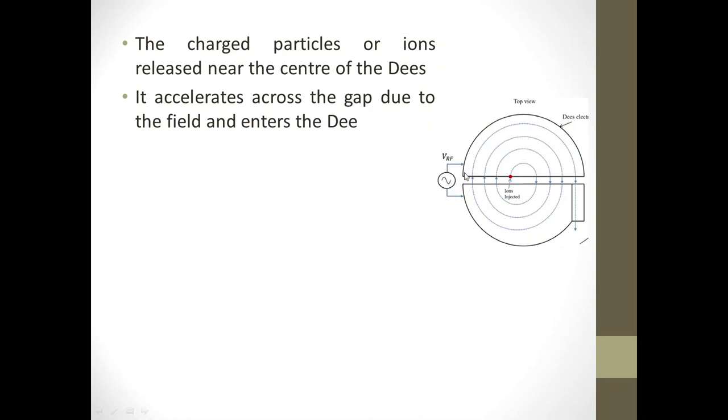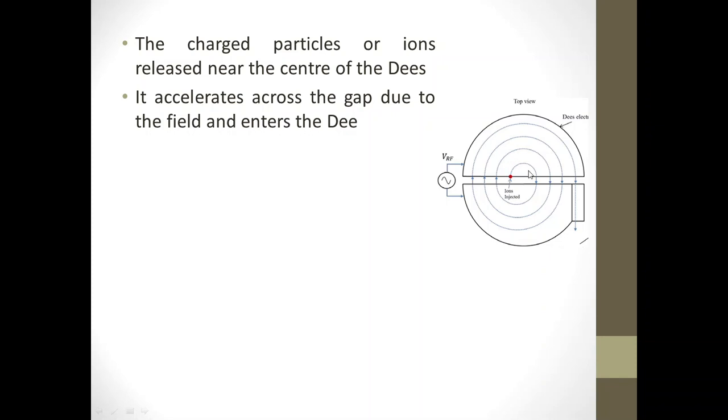This is an alternating electric field, which means the Ds change polarity. This is positive, then after one half cycle this becomes positive, then after another half cycle this becomes positive, and so on. The polarity of these two Ds keeps alternating. So I release the particle here. Suppose it's a positively charged particle, and at that moment this is negative. So the particle will accelerate across the gap and it will enter the D with a finite velocity.